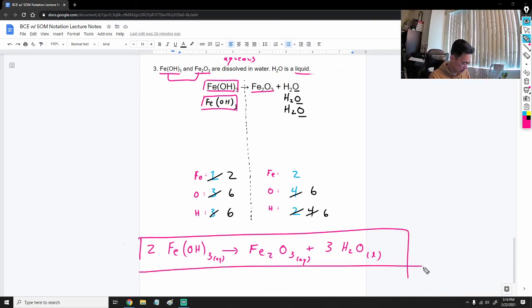So this is basically the same thing that we did last time. It's just some more practice with balancing, but you're just adding one more thing as you write the state of matter notation.